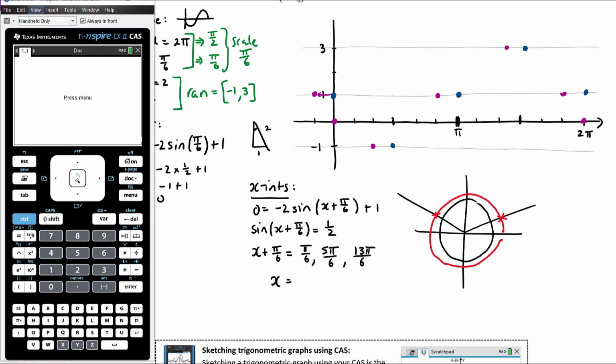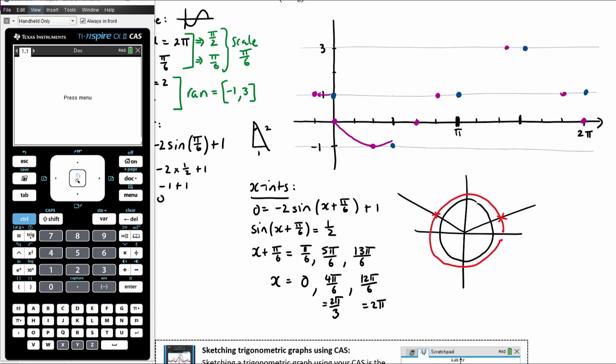Subtracting pi on 6 from each of these, I get 0, which I already knew. I get 4 pi on 6, which will simplify to 2 pi on 3. And I get 12 pi on 6, which I know will simplify to 2 pi. So I've just got those three x-intercepts, 0 and 2 pi I already knew about. And the next one is 2 pi on 3, which is 4 pi on 6. So that is going to cross through that point on my scale.